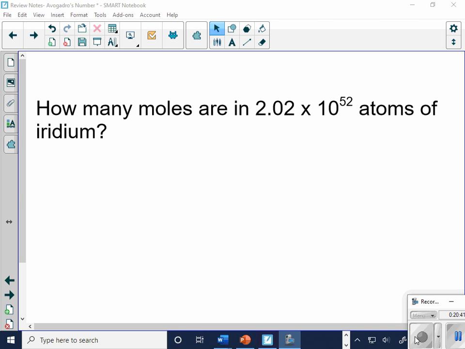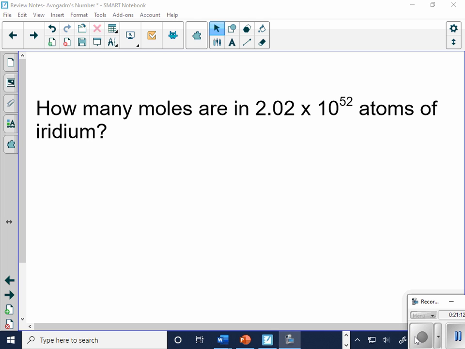The question states, how many moles are in 2.02 times 10 to the 52nd atoms of iridium? Well, I've got the mental picture in my mind that says I'm at atoms of iridium. I'm not familiar with iridium, so I come over here. Iridium is just like I thought, capital I, lowercase r. So I have atoms of iridium.